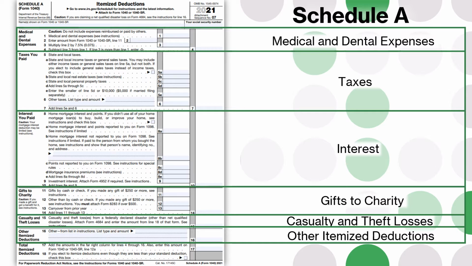Casualty and theft losses are only deductible if the taxpayer is living in a federally declared natural disaster area. That's not going to be applicable for any of our taxpayers, so I'm not getting into that for this lesson. And for other itemized deductions, here again, for our taxpayers, the only one that we would need to remember is if they had gambling income, they could deduct their gambling losses here on Schedule A, in that other itemized deductions section. If they aren't itemizing, remember, they cannot deduct their losses.